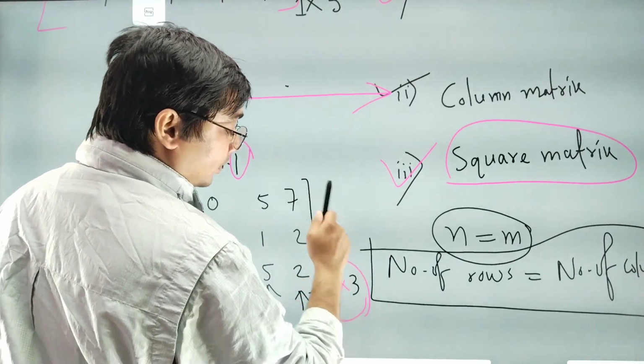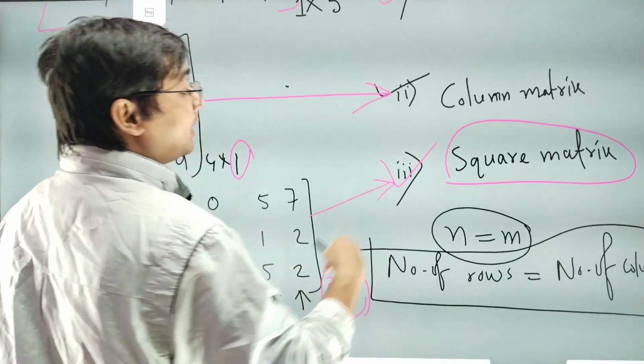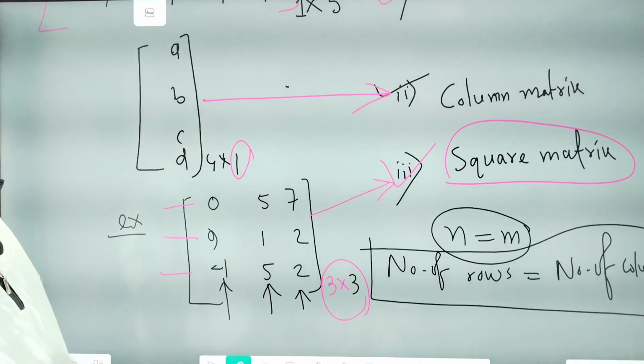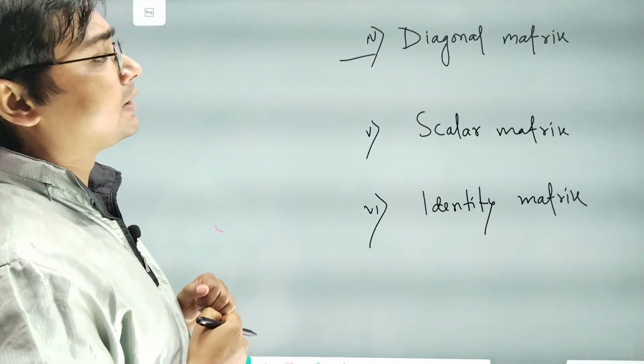So the number of rows and number of columns are equal here. So this is a matrix which is called a square matrix. Hope you can easily remember this matrix. Okay, another matrix is called a diagonal matrix.